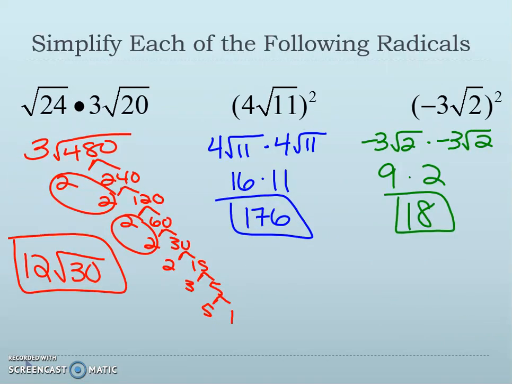So right here you have different types of radical problems. You're going to multiply 24 and 20, inside and inside, which is 480. And then you're going to factor this using a factor tree. And then you have a 3 there. You just leave that there. And then you get 2, 240, 2, 120, 2, 60, 2, 30, 2, 15, 3, 5, and 5, 1.